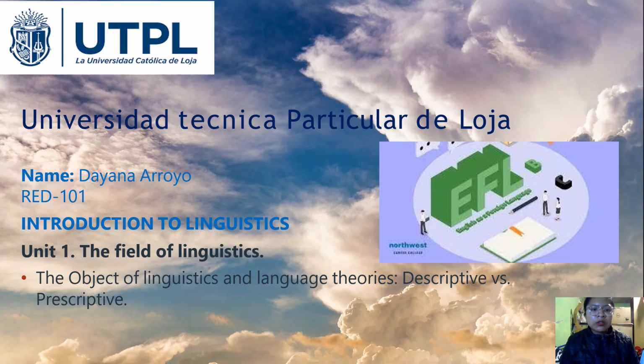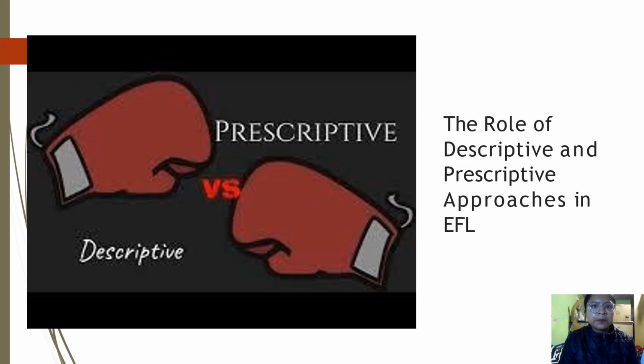I'm 24 years old. This is Introduction to Linguistics. I'm going to talk about the object of linguistics and language theories, descriptive versus prescriptive focused on EFL, English as a foreign language. And then I'm going to give a reflection and finally a conclusion. Let's continue with the topic.